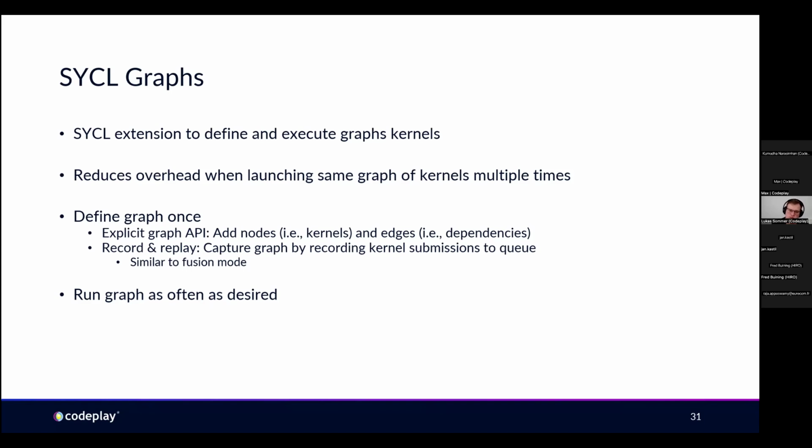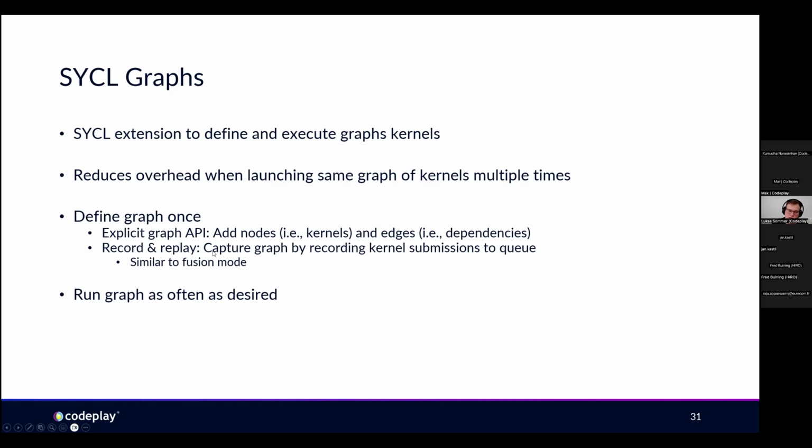So what you do, you define that graph once. There are 2 APIs available for that. You have the explicit graph API, where you add nodes and edges through an API explicitly. So you say add node to graph, add edge to graph. The alternative is what in the extension is called the record and replay mode, where you capture the graph by recording kernel submissions to the queue, which is very similar to the fusion mode. Again, you put the queue in some sort of recording mode, you submit a number of kernels, and then you stop the recording. The kernels that you've submitted between starting recording and ending recording are essentially the list of your graph. And the dependencies, so the edges, are taken from the dependencies of your kernels.